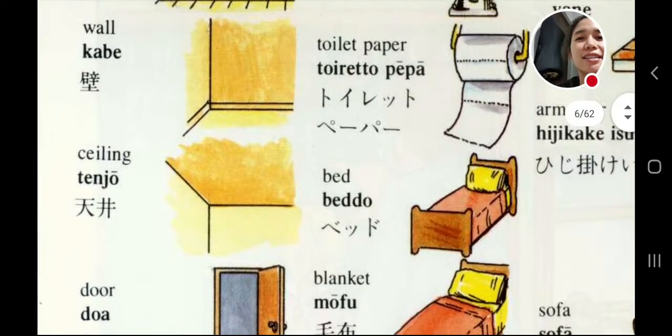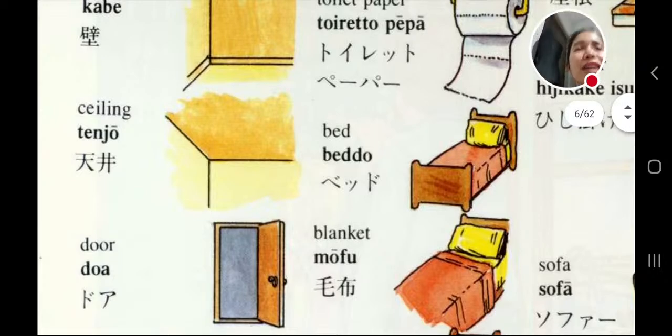Next. Of course, we need to have... Ayun ang ating ceiling. Sa taas. Tenjo. Ceiling. Tenjo. Hindi si Tencho, ah. Yung sa manager sa store. Iba si Tencho. Ito ay tenjo. Tencho to tenjo wa chigaimasu ne. Tencho and tenjo. Different yan. So, tencho. Ito ay tenjo for ceiling. Tenjo. Yan, that's our ceiling.